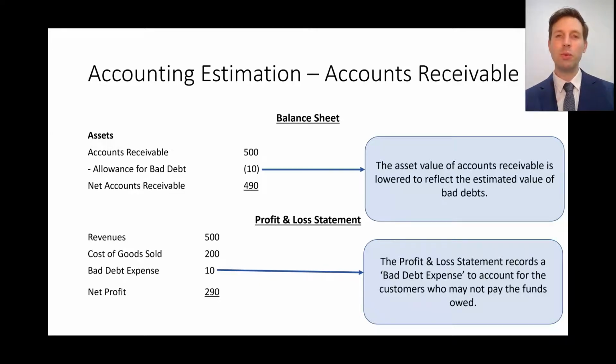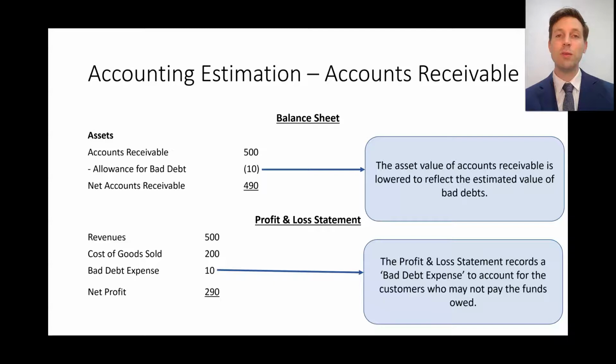So what I'm going to do is I'm going to create a contra account called allowance for bad debt. And I'm going to record a $10 value in this contra account. I'm then going to record my net accounts receivable of $490. This communicates to the reader of the financial statement that in total I am owed $500, but due to my best estimations, I think that $10 will not be paid to me, so I actually expect to receive $490 in the future.